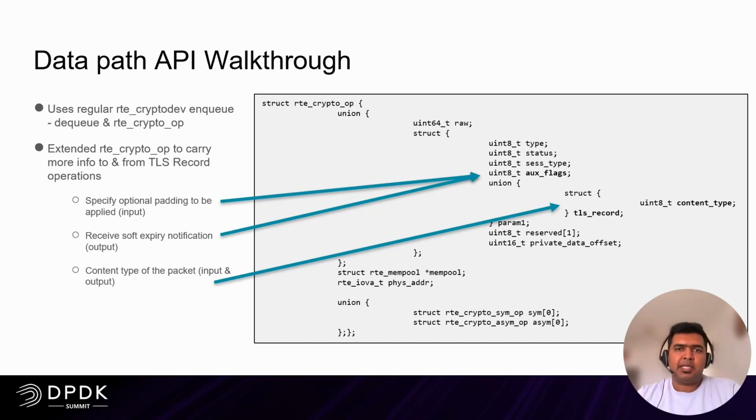Originally, the field was acting as an output from the security device to the application, and we modified it such that it can also be used as an input to the security device. The field also carries as an output information such as soft expiry, which is applicable for TLS record as well. So as an input, applications can give padding information, and as an output, that field can carry the soft expiry notification.